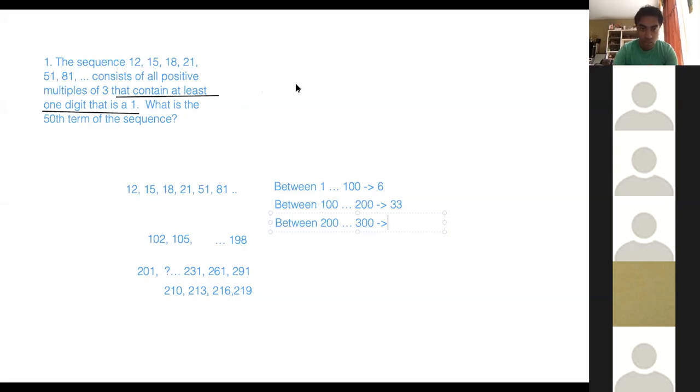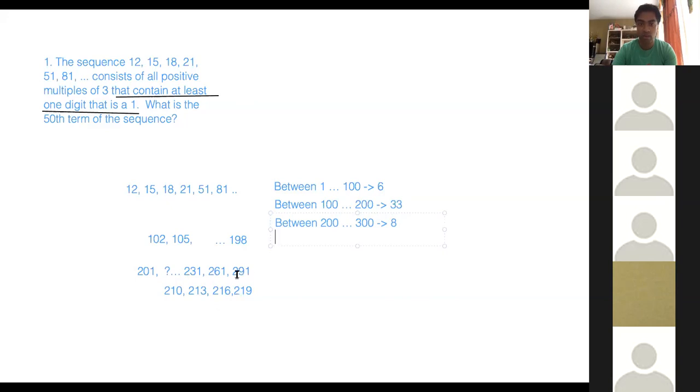Close. Let's see. 201. So we have 201, 231, 261, 291. There's 4. And 210, 213, 216, 219 is 4. So we have a total of 8 between 200 and 300. So now how much do we have so far? 33 plus 6 plus 8. So we have 47. So we need 3 more, right? So what is the third one after that?